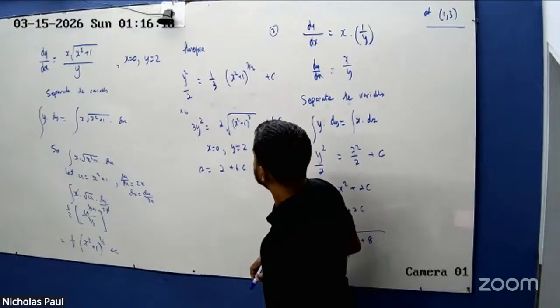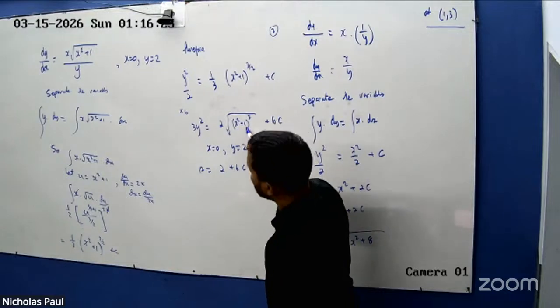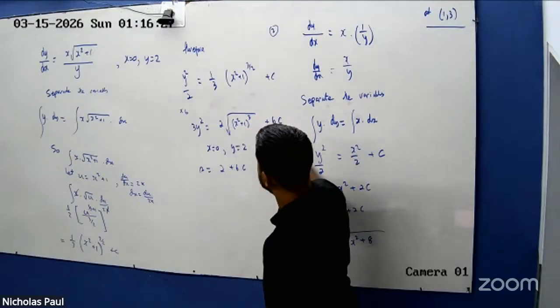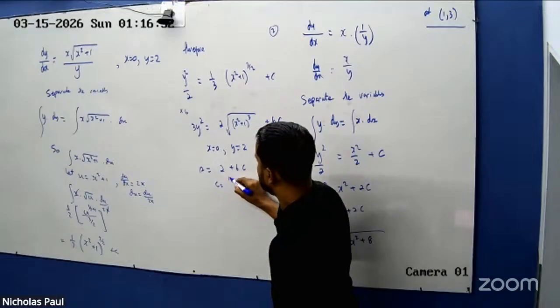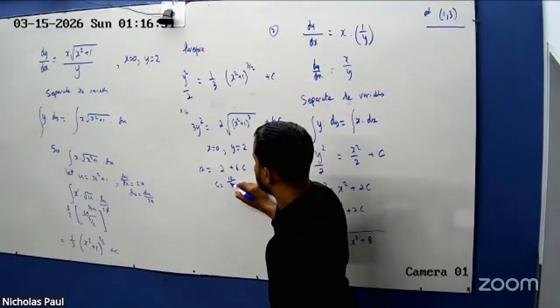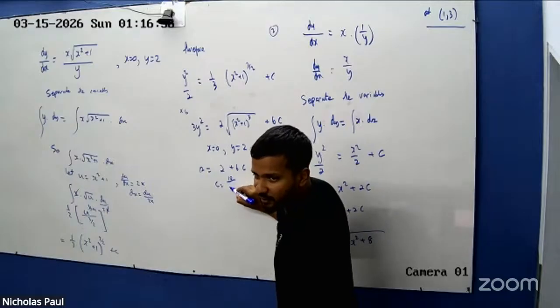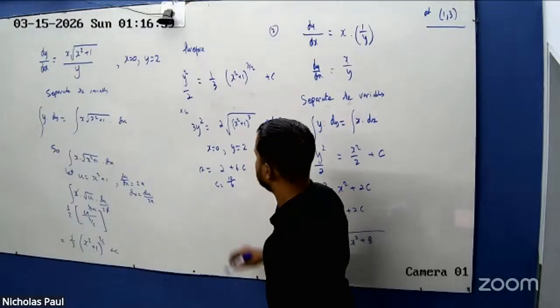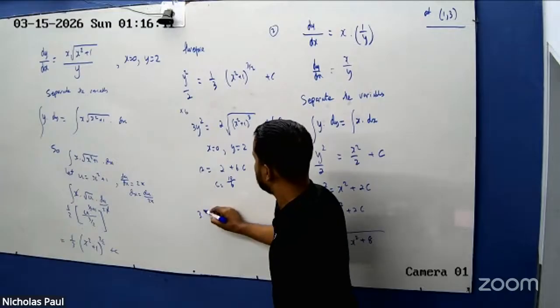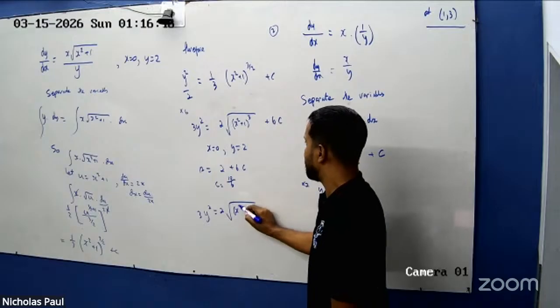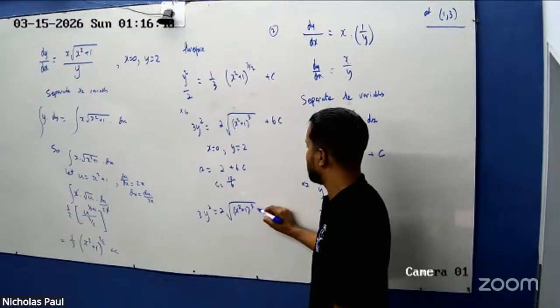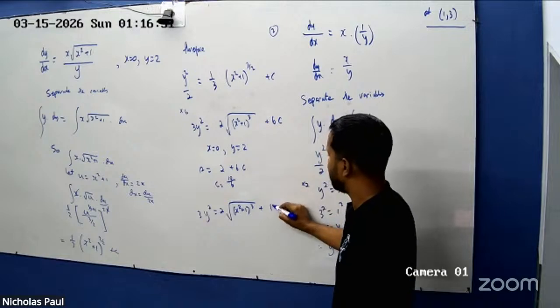X is 0. There's 0, right? 0 plus 1 cubed is 1, that's 2. 2 plus 6c. What do you got? What do you got for c? 5 over 3. Okay, good. So I have 3y squared is equal to 2 by the square root of x squared plus 1 cubed plus 10.